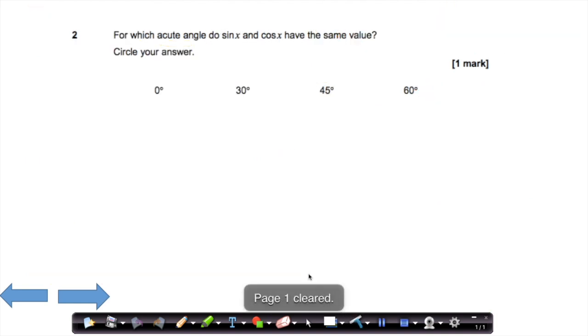So, moving on to question 2. For which acute angle do sin x and cos x have the same value? Well, for these questions, sin x and cos x, we might need to think about memorization of the trig values.